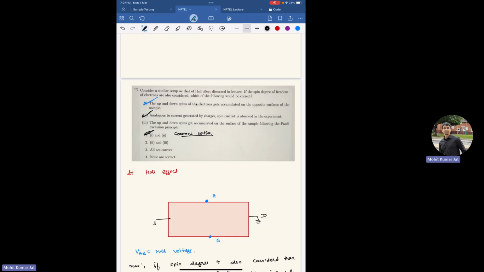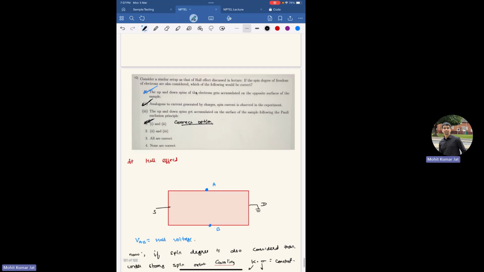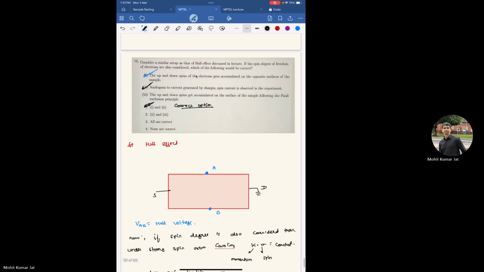And the up and down spin gets accumulated on the surface of the sample following the Pauli exclusion principle. No, it's not because of the Pauli exclusion principle. It has to do more with the spin momentum locking.